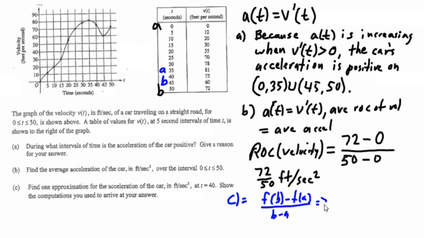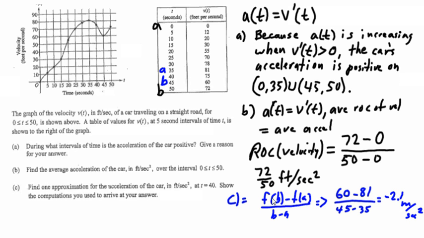And that's going to be, in this case, f of B is 60 minus f of A, which is 81, over B minus A. Well, that's going to be simply 45 minus 35, and that's going to be negative 21 over 10, so that's going to be negative 2.1 feet per second squared.